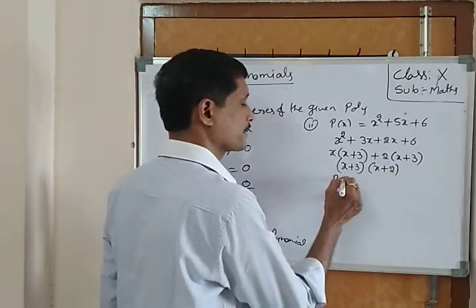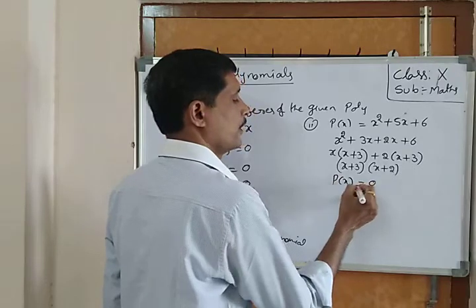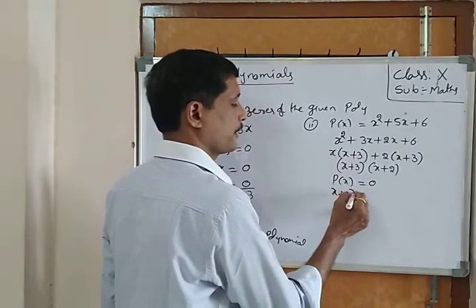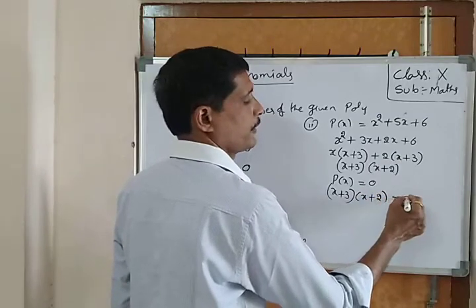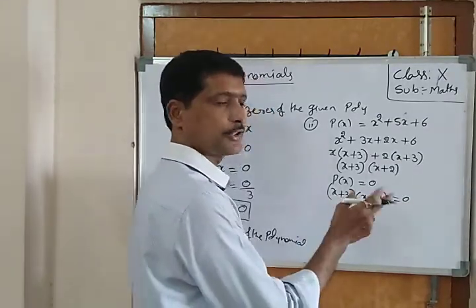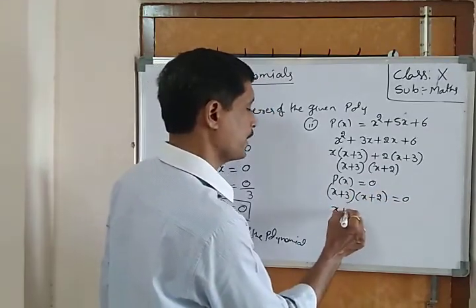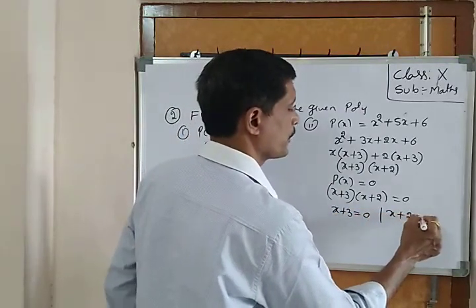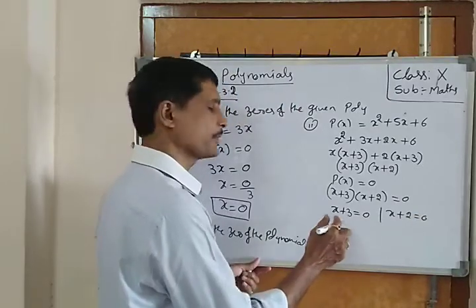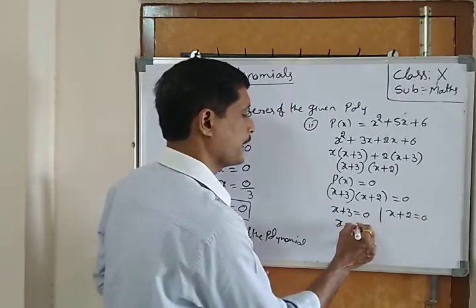Therefore here each equals 0. Therefore p of x equals 0. X plus 3, x plus 2 equals 0. Therefore any one 0, total term is 0. Therefore x plus 3 equals 0. X plus 2 equals 0. Therefore x plus 3 equals 0 means that is x equals minus 3.